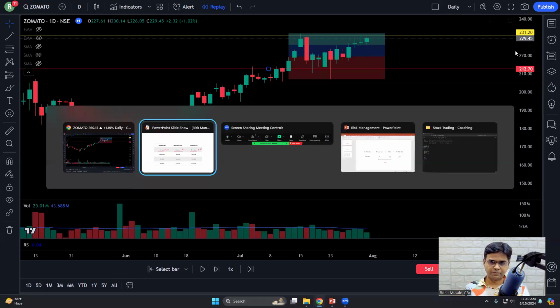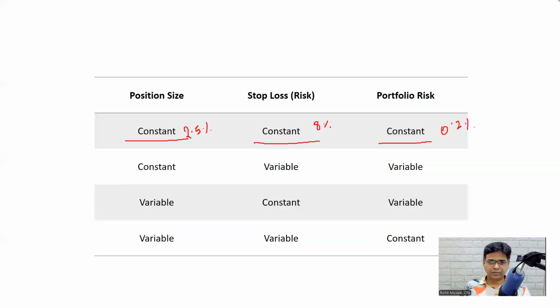Let us look at the next system. The next system is where your position size is constant. So let's say you keep 2.5% position size here. Now, some people do 5% position size, some people do 10%, some people do 20, 25%. Depends on the market, depends on the personality of the trader. I am more of a conservative trader. I like to start with small position size, book some gains, and then gradually increase my position size. That is my style of trading.